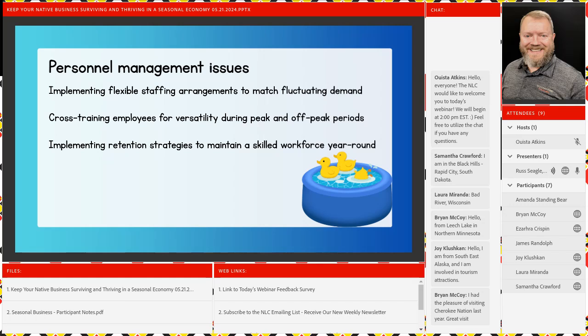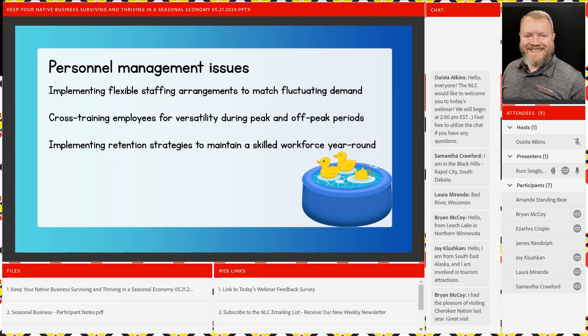We also need to talk about cross-training employees. Employees can learn different skills. They can fill different roles. Just because they're running the cash register doesn't mean they can't also help fit a customer with clothing, or clean a bathroom or stock shelves. We have to wear a lot of different hats as business owners. We can ask the same thing of our business employees.